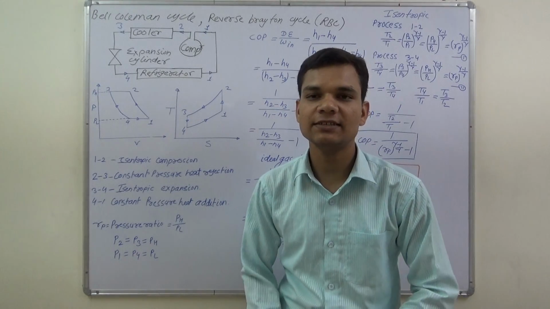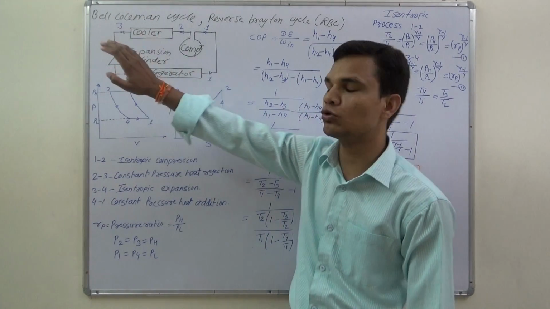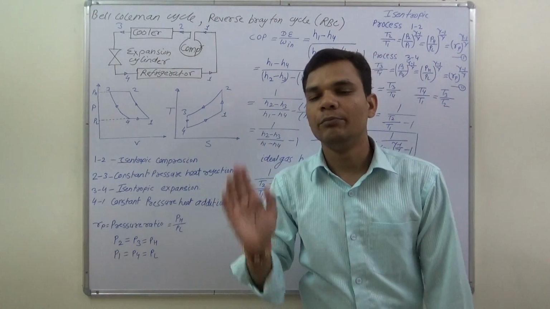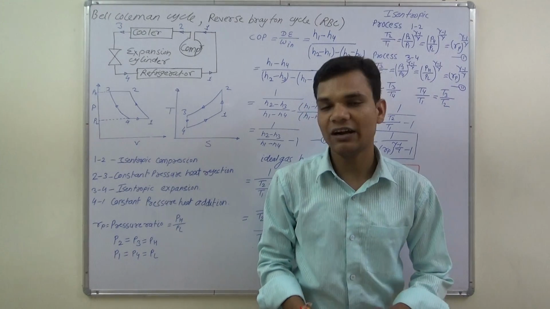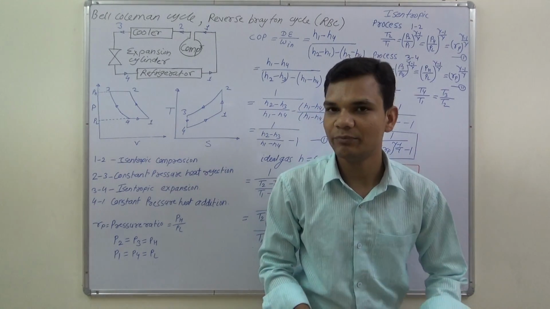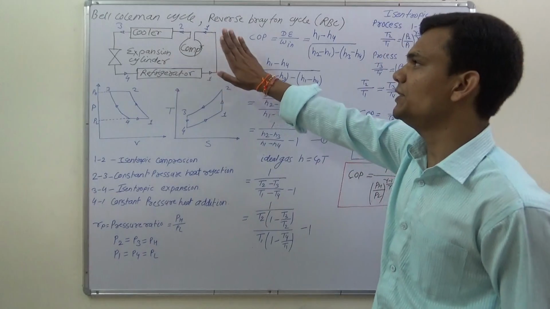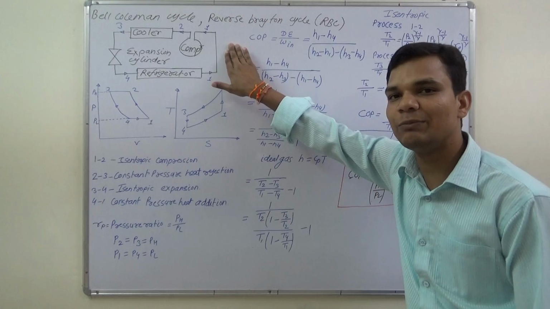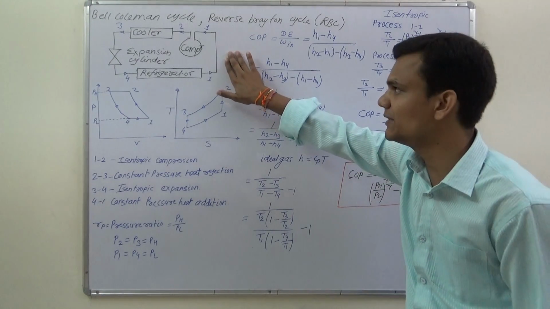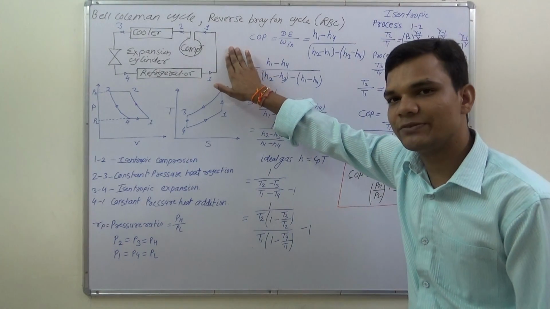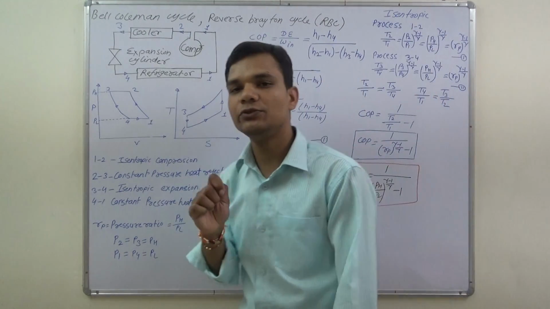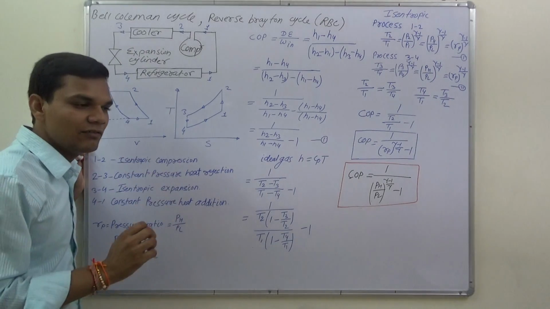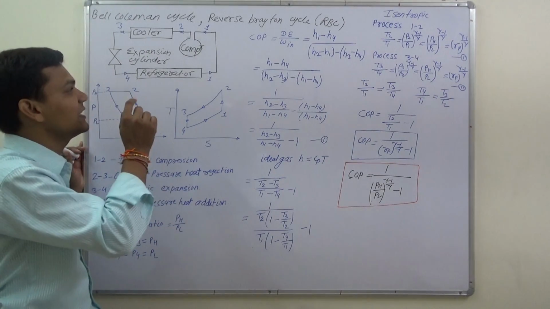Today we will discuss the Bell-Coleman cycle, also known as the reverse Brayton cycle, in short RBC. The Bell-Coleman cycle is used in the aircraft industry for refrigeration purposes because in this cycle we use air, and the weight of air per ton of refrigeration among all available refrigerants is minimum, because our first purpose in an aircraft is to reduce weight. For this purpose, we use the Brayton cycle for gas turbine power plants and the reverse Brayton cycle for refrigeration.